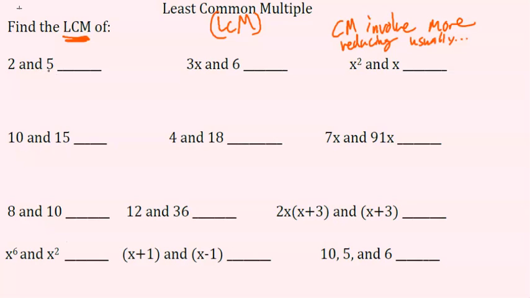These are both prime numbers. So the least common multiple would just be multiplying the two together. That's 10.